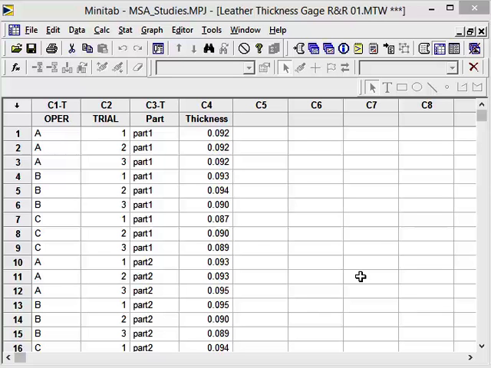Now, to continue with our MSA, Measurement System Analysis studies, we're going to take a look at a before and after gauge analysis. And this is a case where we needed to conduct a design experiment to improve a leather skiving machine process, which is used to make leather belts.